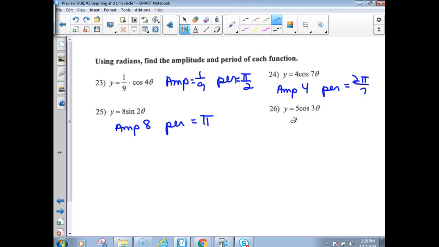And number 26, the amplitude is 5 and the period is 2 pi over 3. All right, that is the end of the quiz preview.